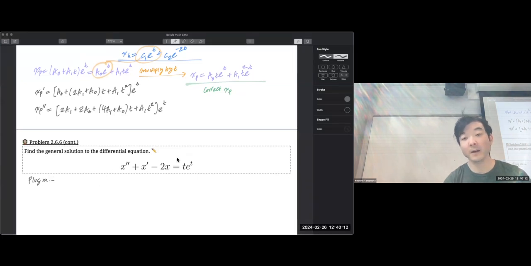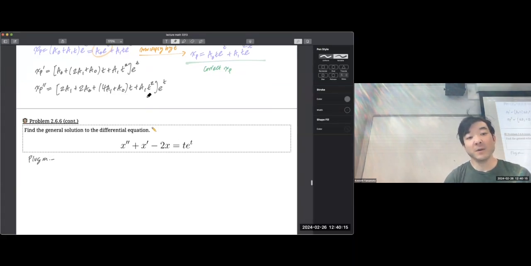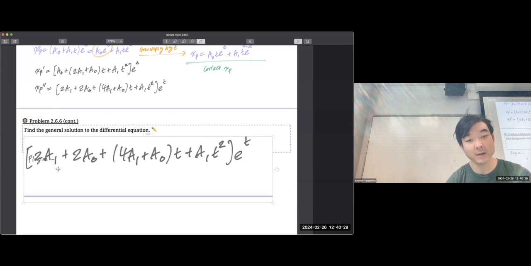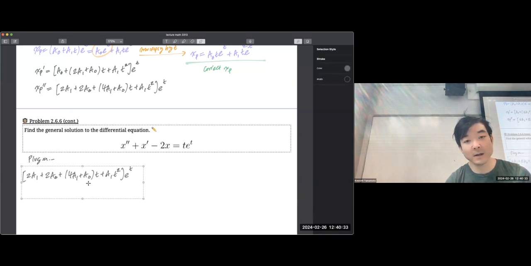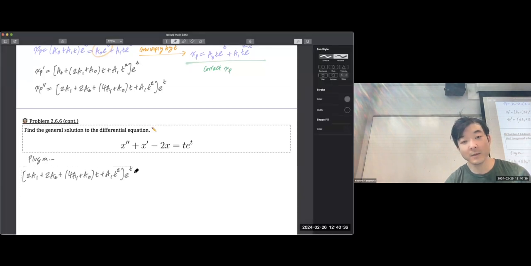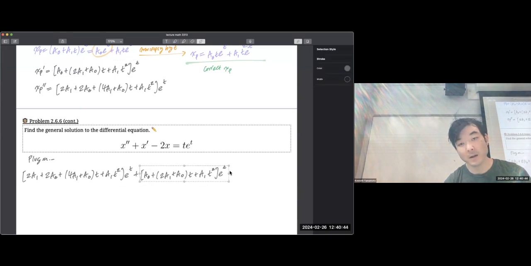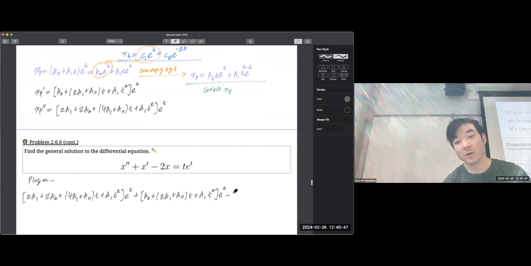So when you plug it in, your xp double prime term is going to be 2a1 plus 2, I'll just copy and paste it, but I'll have to probably shrink it because it's too big to fit in one line. So I'll just take this, paste it, and well, maybe I can fit it, and then it'd be plus your xp prime, which is going to be this one, minus 2 times this thing, because this is your xp. I'll just subtract this.